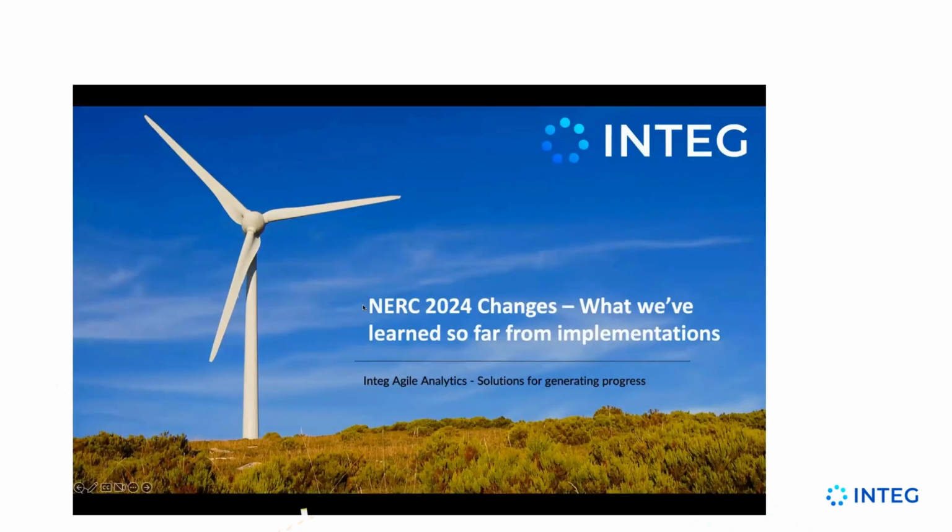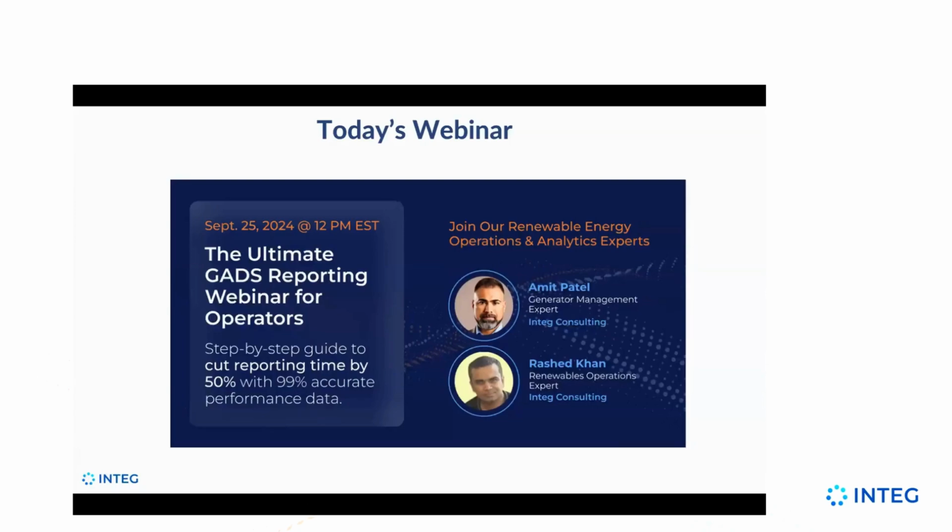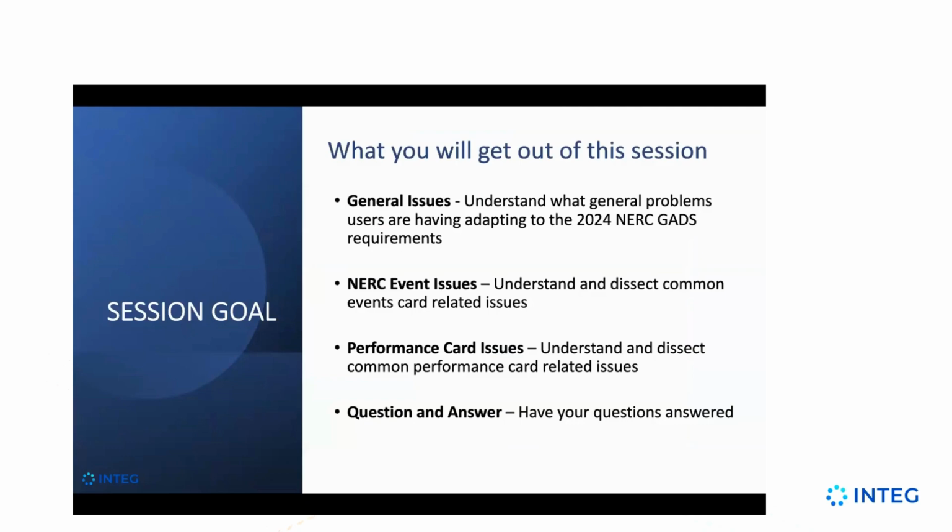This is going to be a little bit of a repeat of an earlier presentation I've done, but I'll give you the latest of what we've looked at. We're going to go step by step and walk you through some things that I think are really going to help you cut through any issues that you have. So really what you're going to get out of this is general issues, understanding the general problems folks are having adapting to the requirements. Then we're going to go more into event issues and performance card issues, and we'll end with a question and answer.